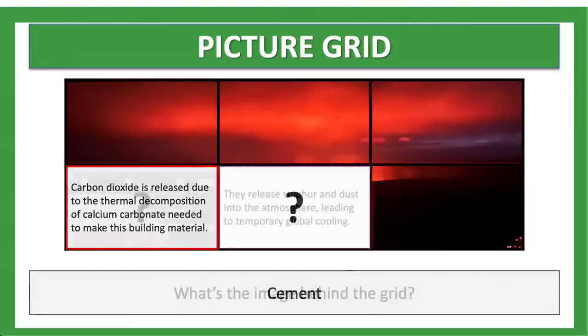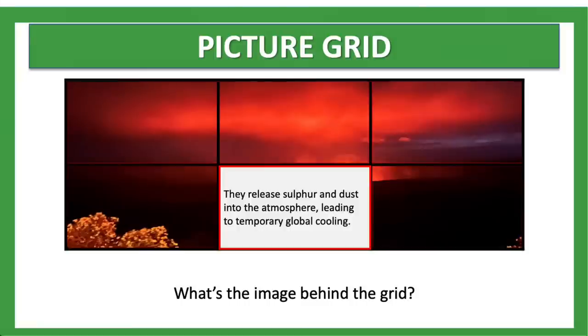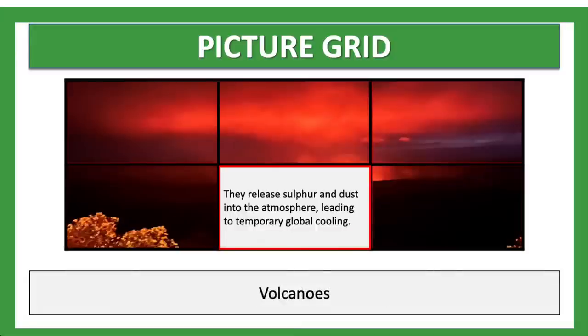So, let's see our last question here. They release sulfur and dust into the atmosphere, leading to temporary global cooling. So what could it be that's releasing sulfur and dust into the atmosphere, which can lead to temporary global cooling? Right, there are some people being very clever, realizing this might be the same thing again. Let's see the answer. Yes, volcanoes.